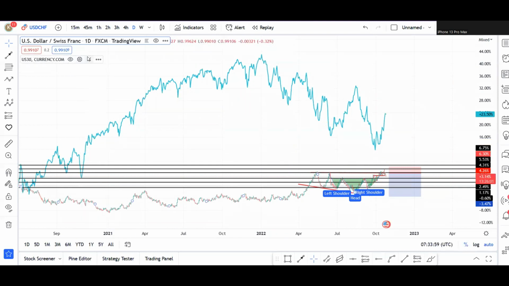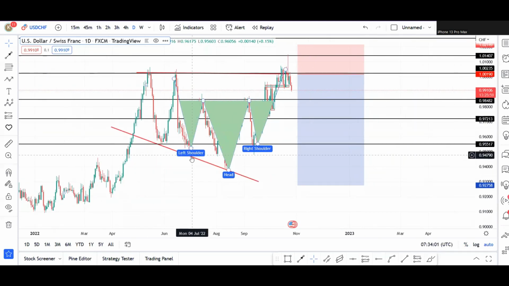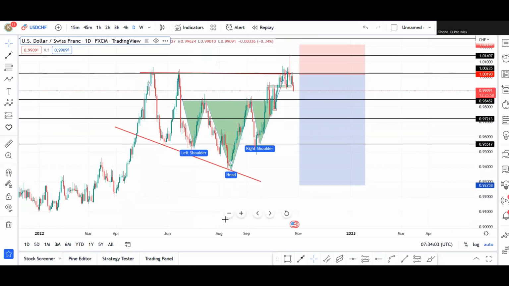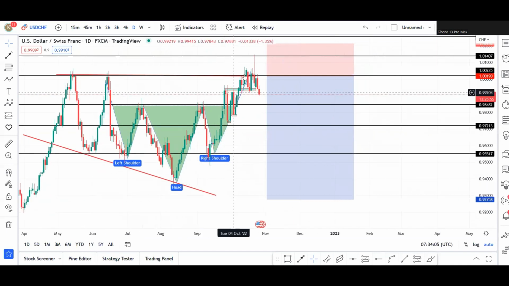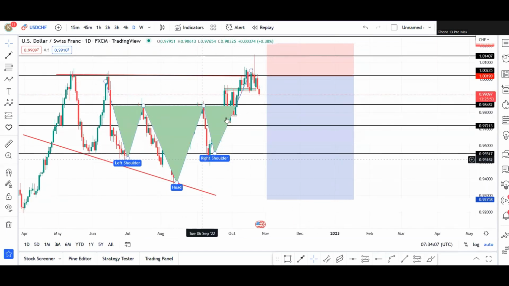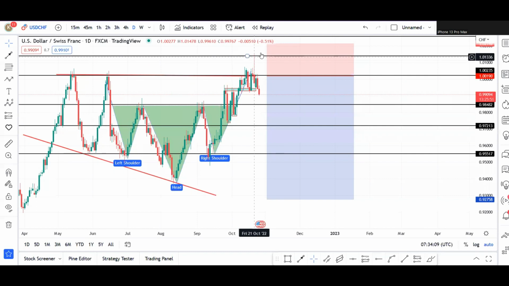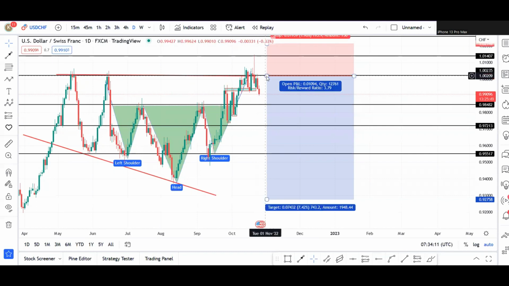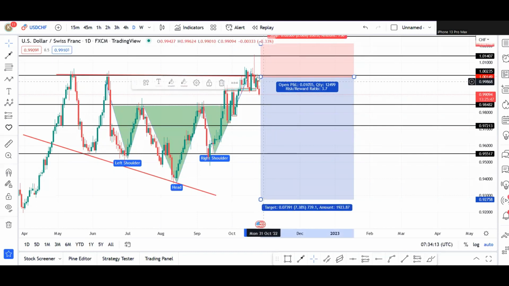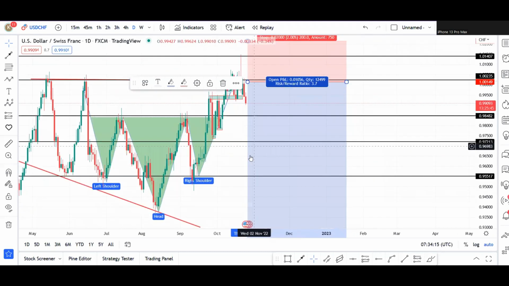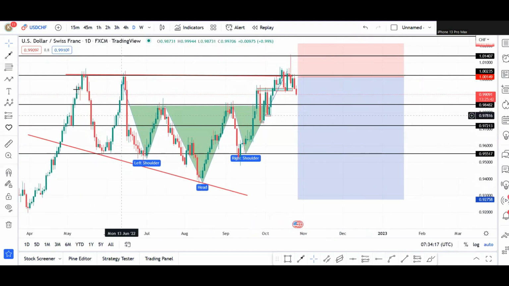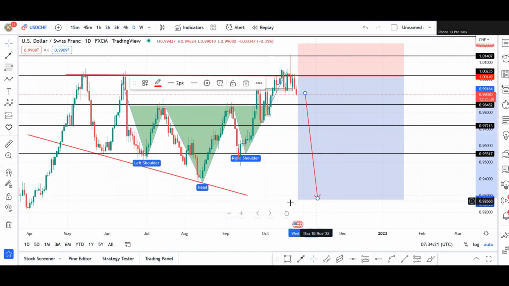USD Swiss franc. I analyzed this last week, and there you have it. I told you it's a head and shoulders completed. Now we're looking for sales. I told you the stop loss must be there, and your entry point must be here. And currently we're in profit. So right now, if you are selling USD Swiss franc, hold until Jesus comes back.